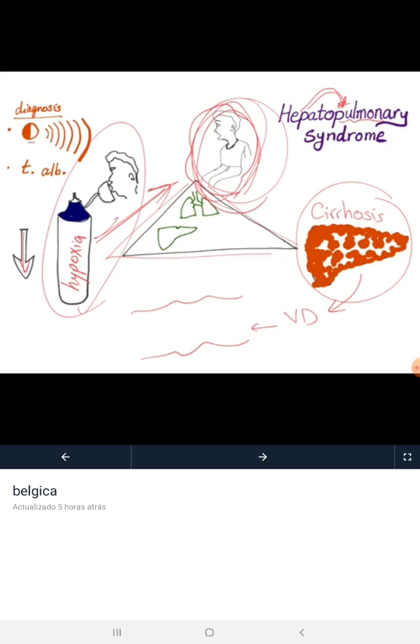How to diagnose? Contrast echo, and also you can use technetium albumin. Hepatopulmonary syndrome: cirrhosis, hypoxia, and platypnea. Diagnosed with contrast echo and technetium albumin.